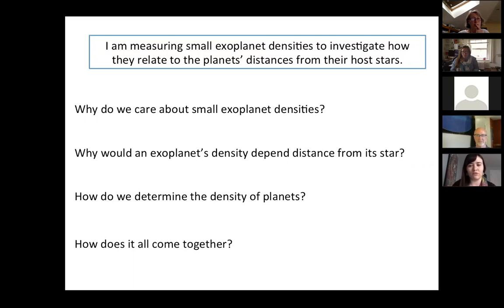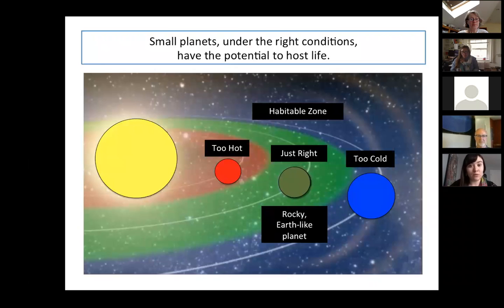So I'm going to refer to those things somewhat synonymously throughout this talk, but I'll try to stay consistent. And the first question that we might ask ourselves when looking at my project here is, why do we care about small exoplanet densities? We care about small planets, as I'm sure all of you know, because they have the potential to host life, especially if we find them in the correct conditions. And so there are two main conditions that we look for right off the bat to see if something may have the potential of hosting life.